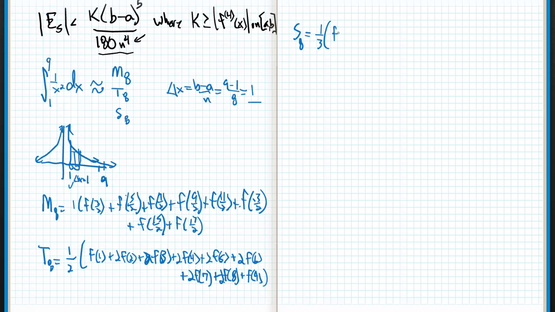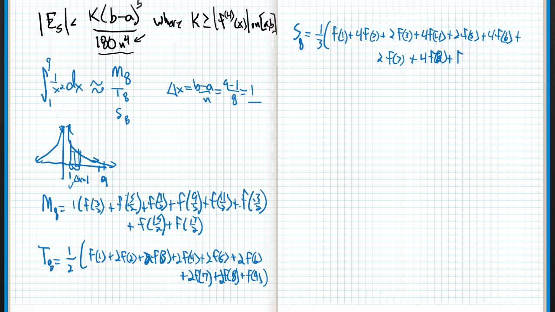And then all I'm going to do is f of 1 plus 4 f of 2 plus 2 f of 3 plus 4 f of 4 plus 2 f of 5 plus 4 f of 6 plus 2 f of 7 plus 4 f of 8, as opposed to f of a, plus f of 9, right? And that's it. Throw it in your calculator.